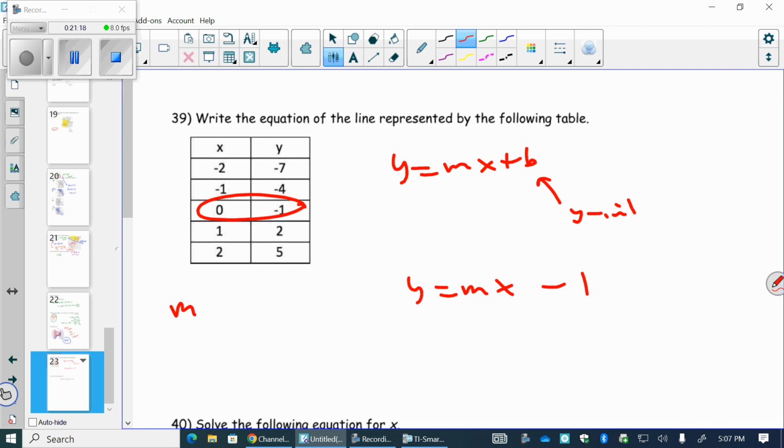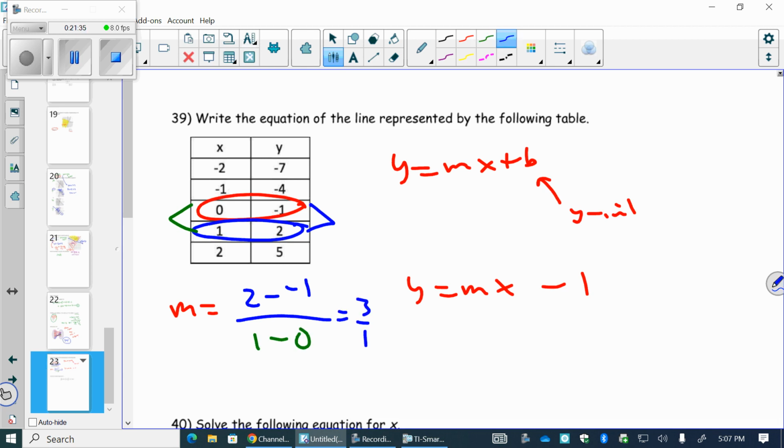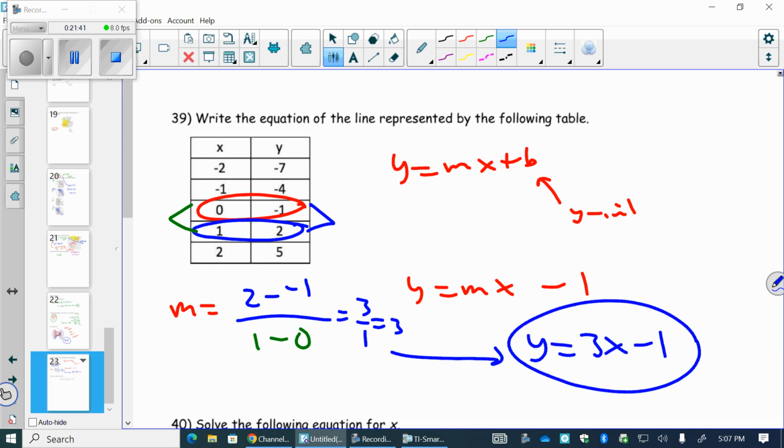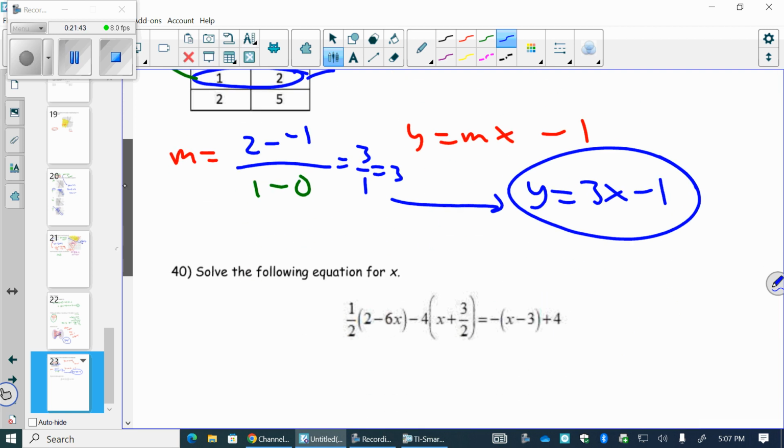To get the slope, pick 2 points. And I'll pick these 2 points. Ready? So it's going to be 2 minus -1 on the top. And then on the bottom, you're going to have 1 minus 0. You would get 3 on top, 1 on the bottom, so your slope is 3. The final equation, y equals 3x minus 1. It's the next problem. Okay.